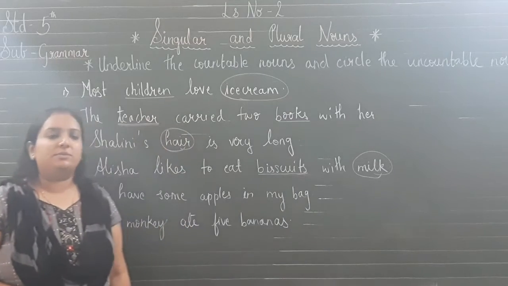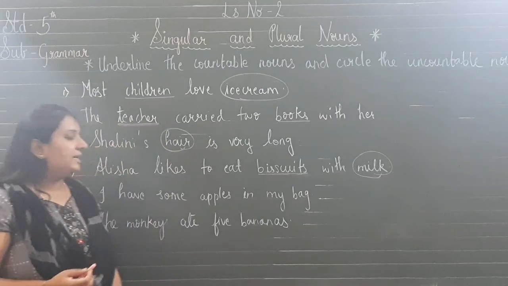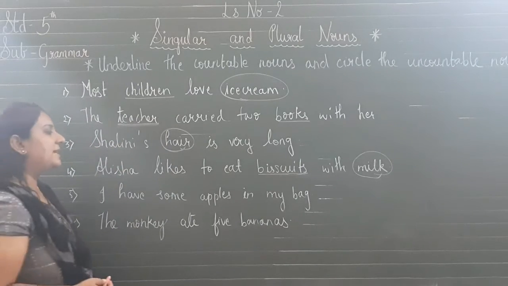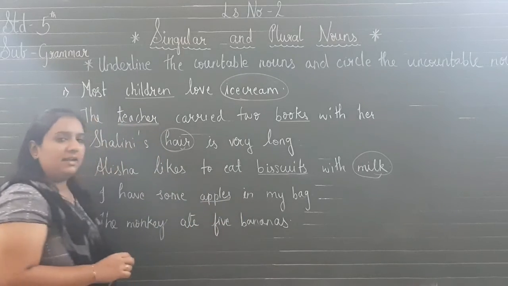uncountable noun. Next is, I have some apples in my bag. Here I can see only one countable noun, that is apples. We can count the number of apples. So, apples we will underline.